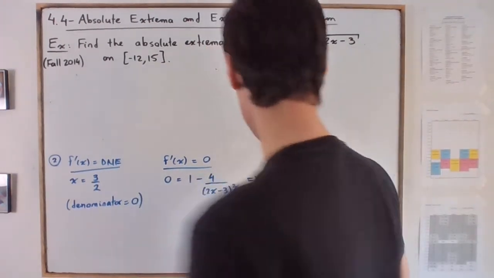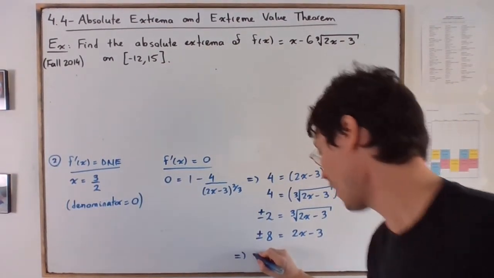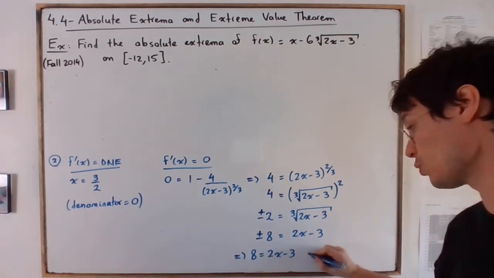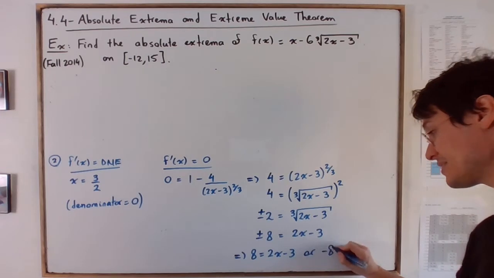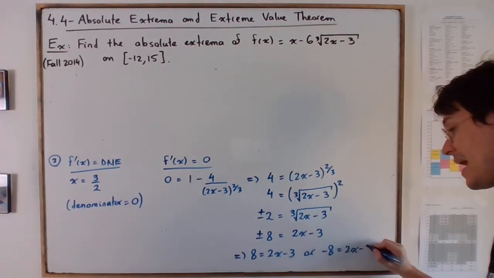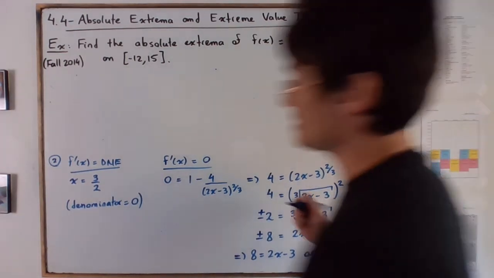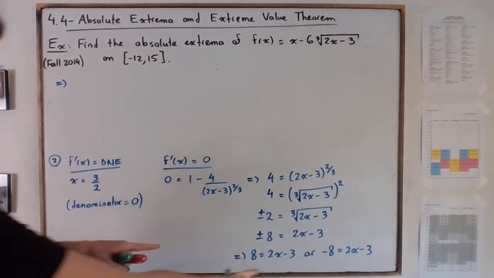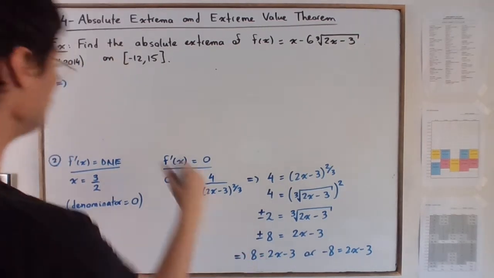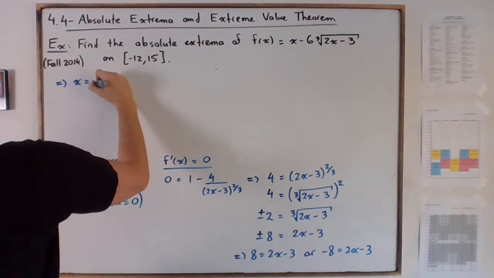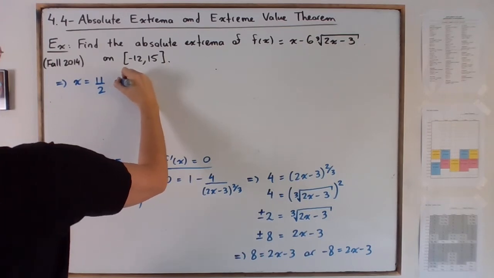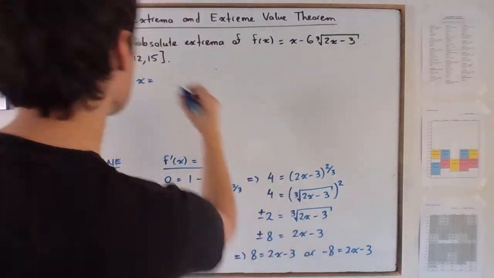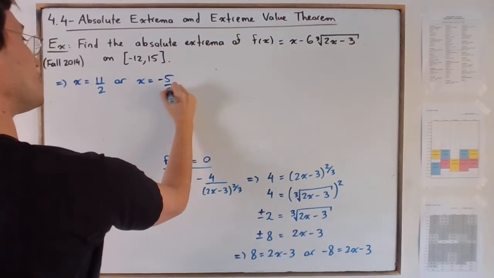So that brings you to two equations. Actually, I'm going to write them here. You either have that 2x minus 3 is equal to 8, or 2x minus 3 is equal to negative 8. And then solving them independently, you're getting, for instance, here 11 over 2. So x equals 11 over 2. Or x is equal to, here we have negative 5 over 2. Okay?